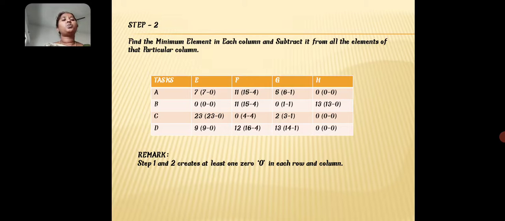Now in this stage we have the reduced cost matrix. That means in this problem we have the time matrix. So in this stage we have at least one 0 in each and every row and column. So now we go to step 3.